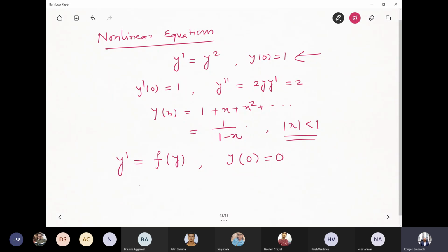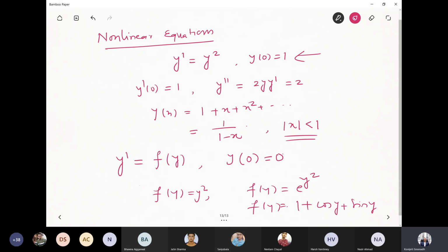Okay. Where f is a function of y. f(y) can be y squared, or f(y) can be exponential of y squared, or f(y) can be 1 plus cos y plus sin y, something like this. All these are composition functions, right? So y prime of x is f of y of x.